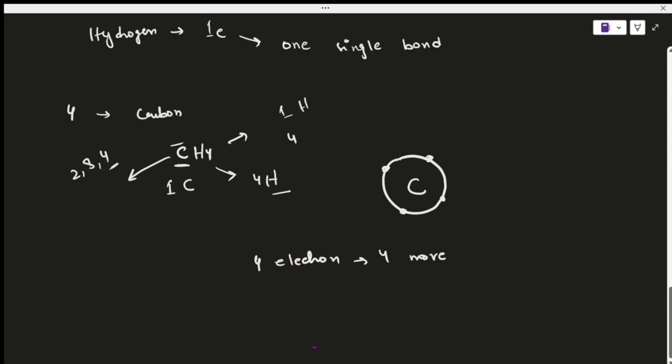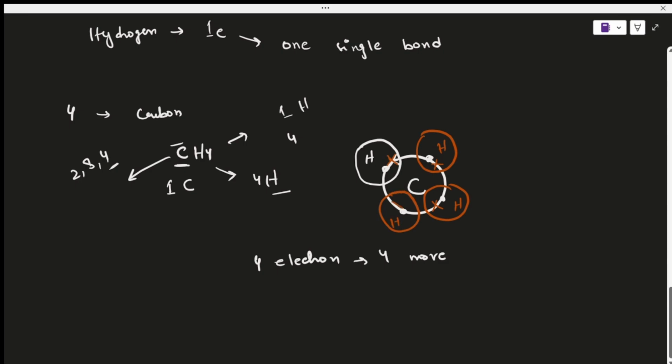Now, how does the sharing happen? If I draw the outermost shell for hydrogen, its first shell is also its outermost shell because it only has one electron. So here there is one hydrogen, and this cross, which I'll draw in another color, represents the electron from hydrogen. Same goes here, same here, and same here as well.